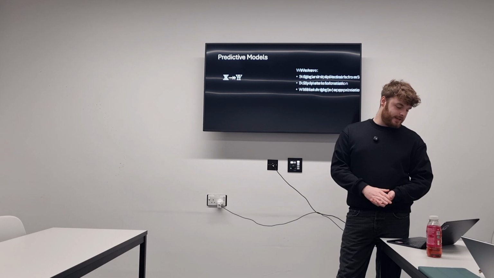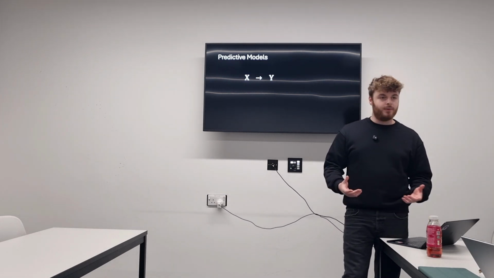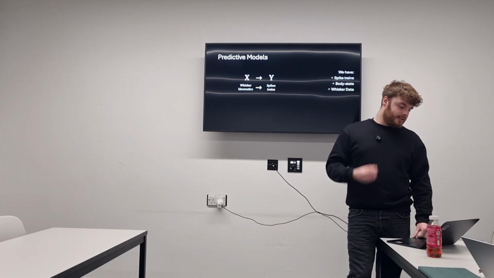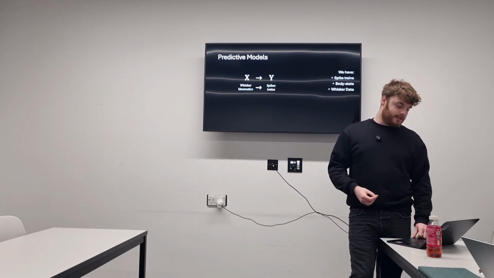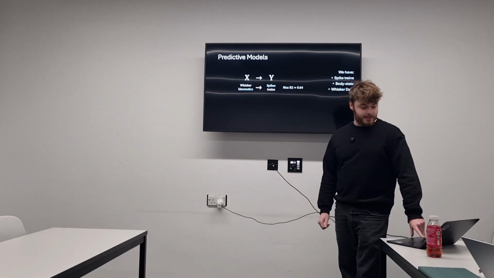So kind of linking it back to the beginning, how are we using this supervised learning approach and why are we doing it? Well, we find that when we try to predict spike trains from whisker kinematics, we actually achieve a max R squared of 0.46, a 64% variance explained.